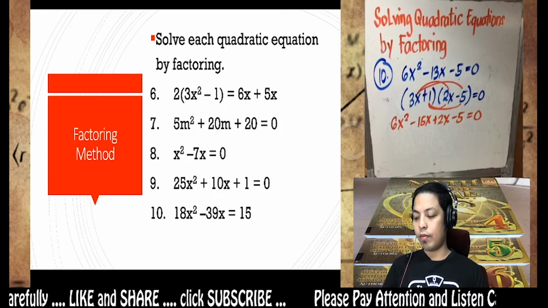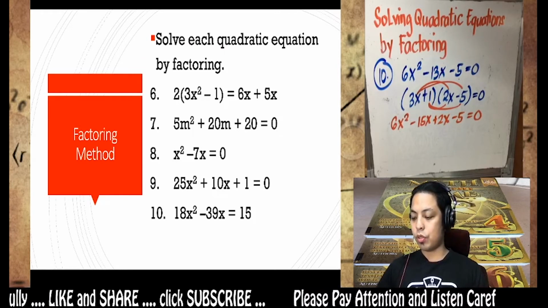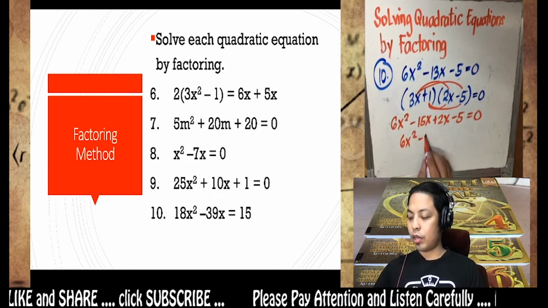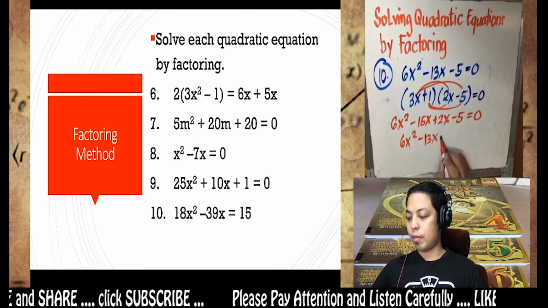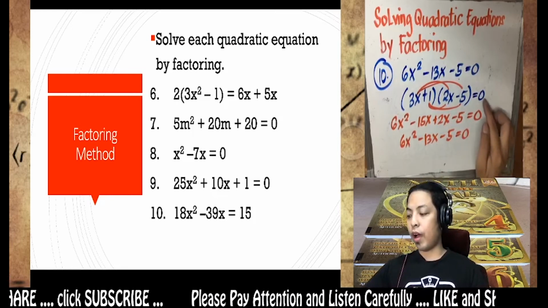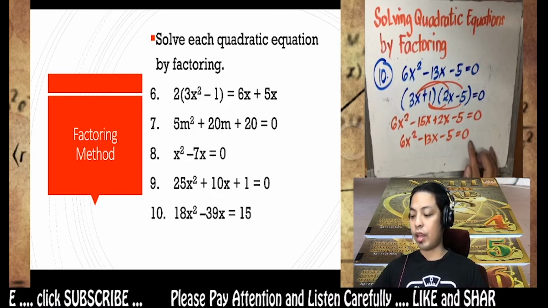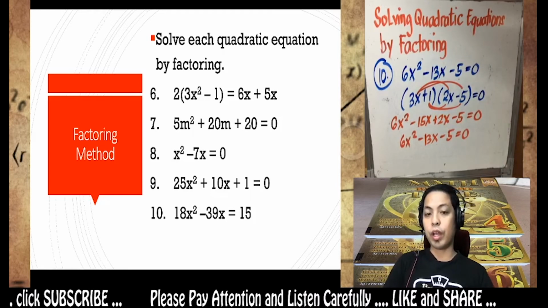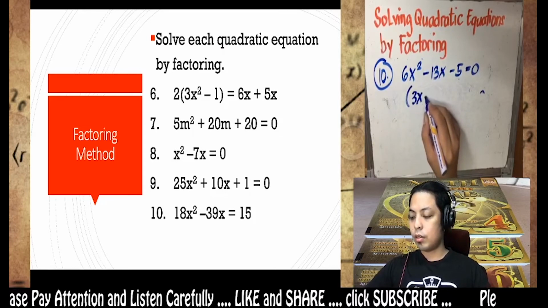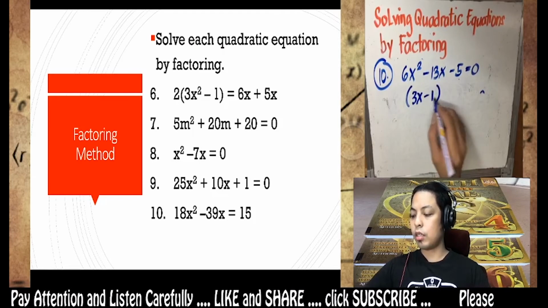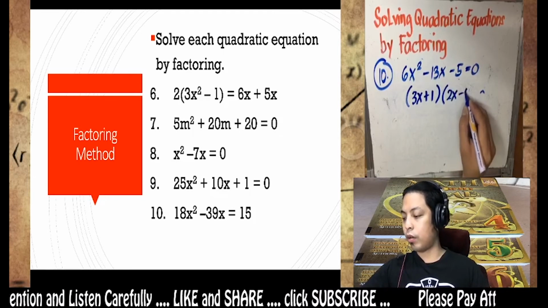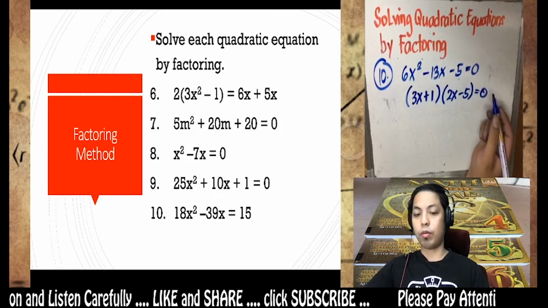Then we have combining like terms. So 6x squared minus 13x minus 5 is equal to 0. So, tama yung ating factor na napili kasi nag-arrive tayo dun sa same equation nung finoil natin. So, ating factor ay 3x plus 1 and 2x minus 5 equals 0.